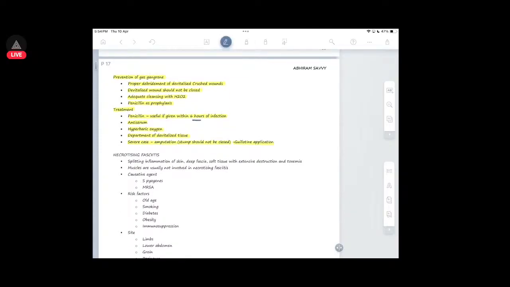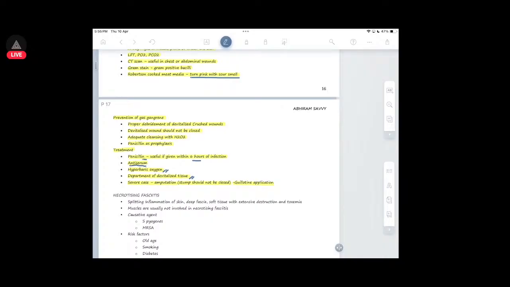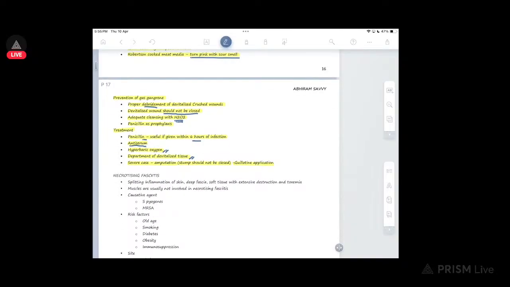Penicillin within 6 hours, anti-serum, hyperbaric oxygen, which increases oxygen and decreases anaerobicness, debridement of devitalized tissue. For prevention, proper debridement. Devitalized wound should not be closed. If it is closed, then it becomes an anaerobic condition, so it will just spread. H2O2 acts as an antibacterial agent, it is an oxidant. Penicillin as prophylaxis.